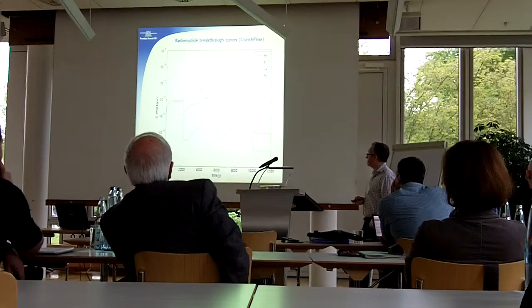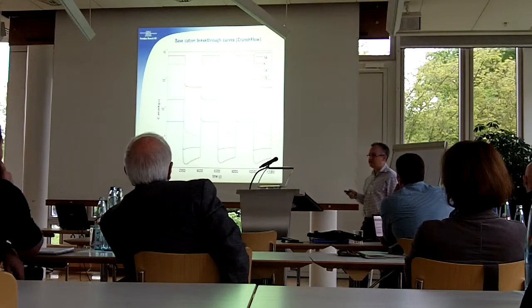These are the CrunchFlow results. I've plotted some of the other ion exchanges here, rubidium, strontium, cesium as well. They follow a similar pattern with a remobilization spike. The transients are a little bit different in each case.